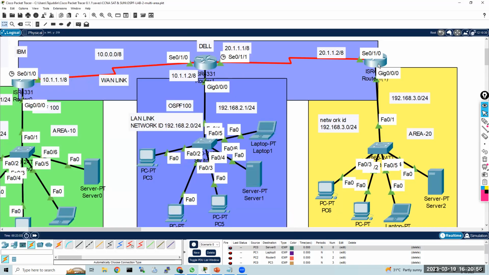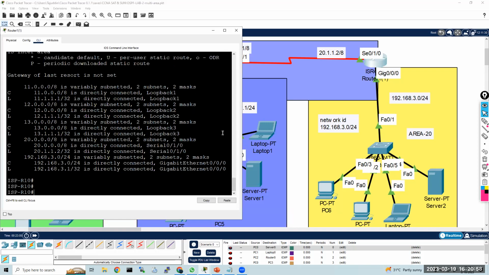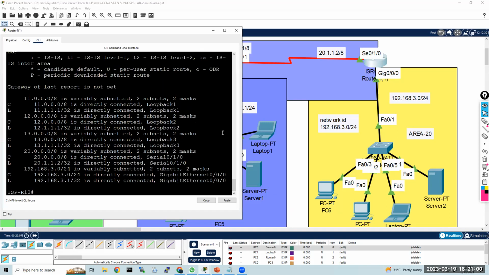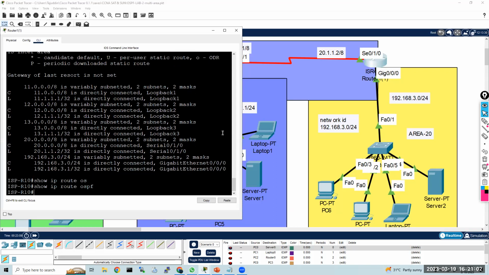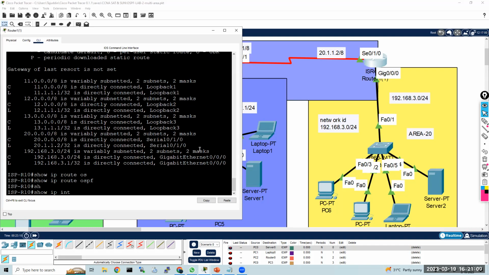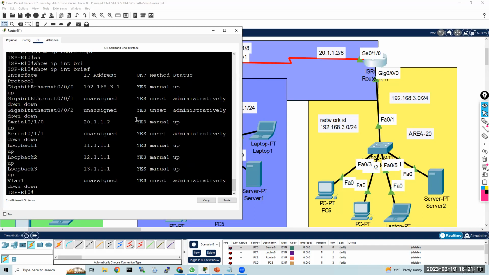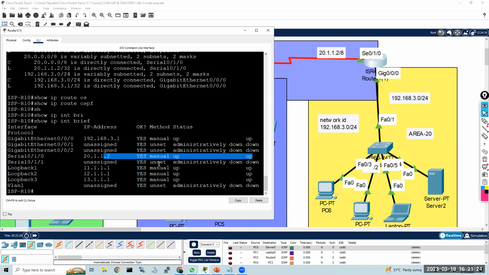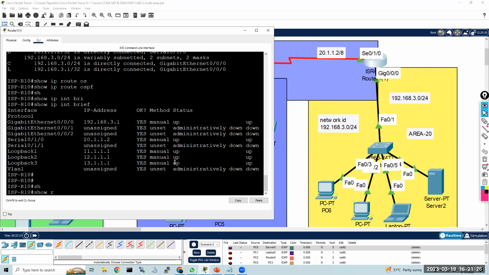Okay, so what about this guy? Show IP route OSPF. Why is this guy not learning? He has not learned. Check show IP interface brief. Okay, the 3 network is up, no problem, and the 20 network is also up. Okay, you want me to check show run? Show run.